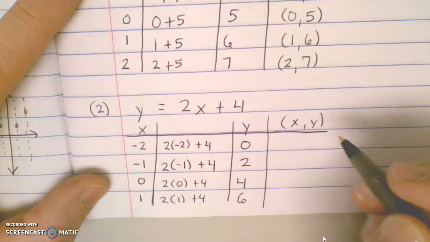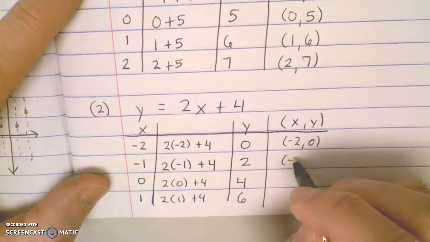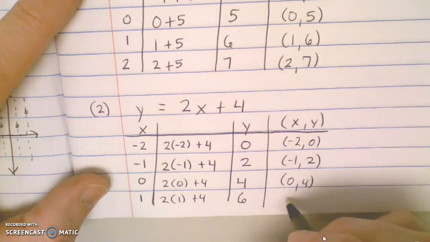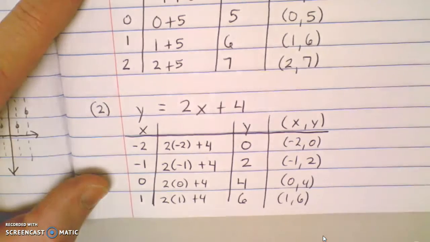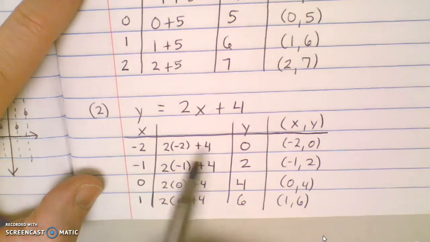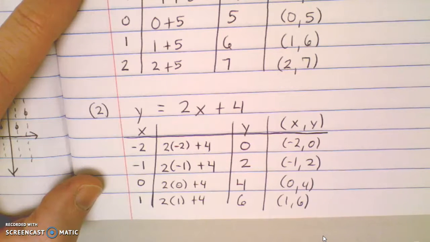And then I can list those as coordinates. I've got -2 with 0, -1 with 2, 0 with 4, and 1 with 6. So these x values are giving me outputs of y values, and I can put those together to create a graph.